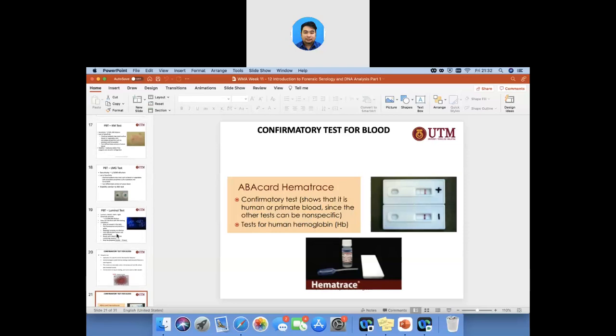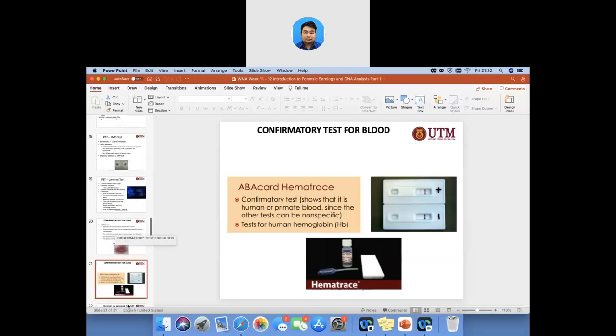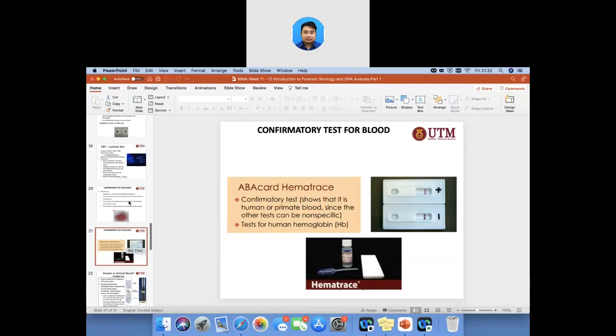Okay, so basically you would have 3 presumptive blood tests. Confirmatory blood tests, you have 2: the Takayama test and the ABA card Hemotrace. The 3 presumptive blood tests are Kastle-Meyer, leucomalachite green, and the luminol test. And the confirmatory tests you have 2: the Takayama test and the ABA card Hemotrace.